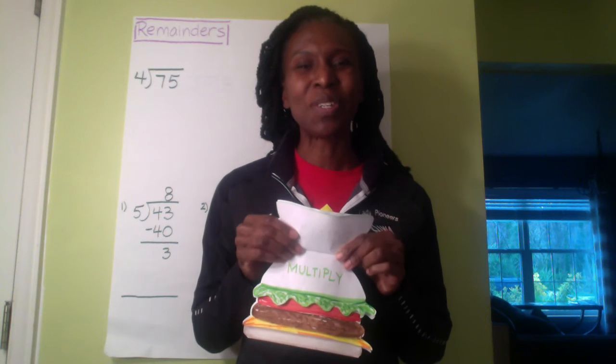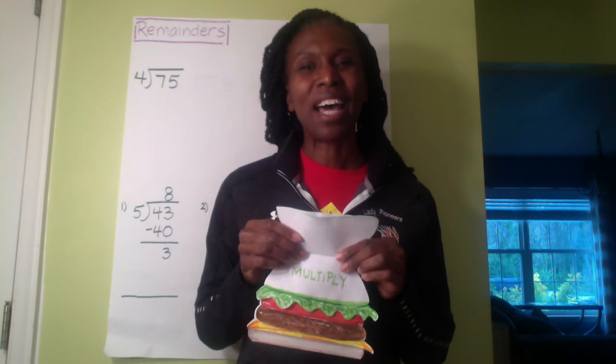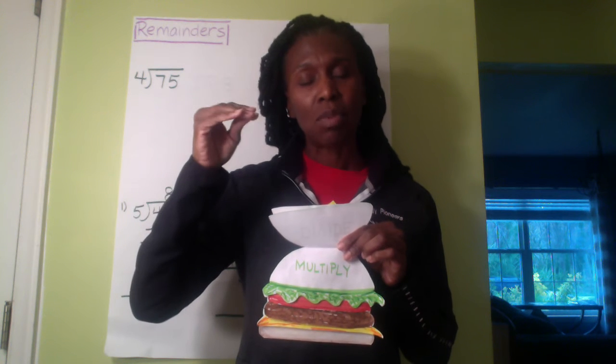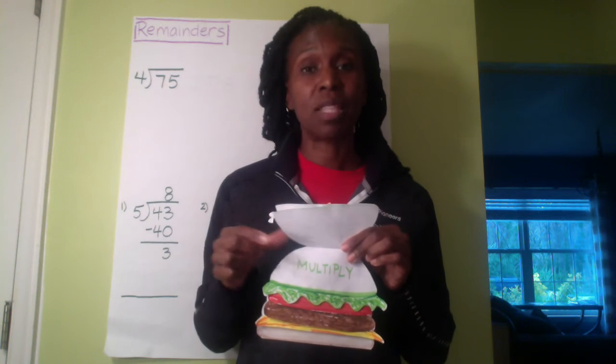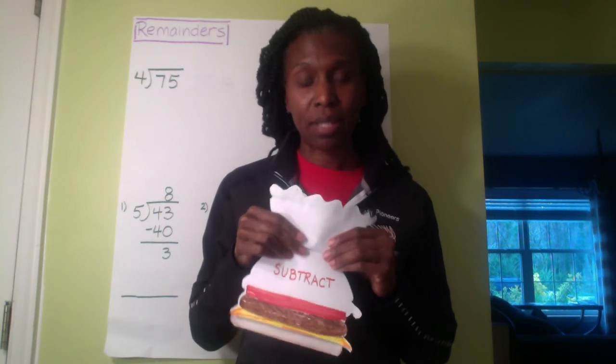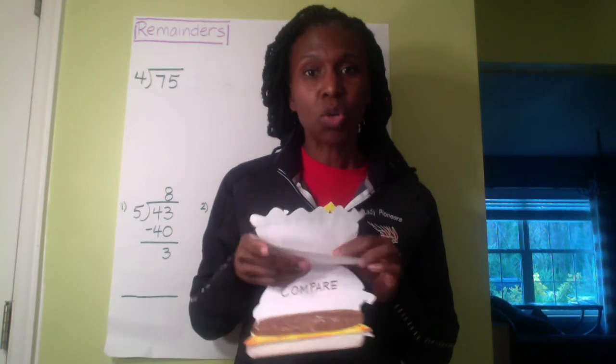After you divide, the next step is to multiply. You're going to multiply the number that you put in the quotient, okay, that's on top of the house. Multiply that number times the divisor. After you do that, you're going to subtract. After subtracting, you're going to compare.